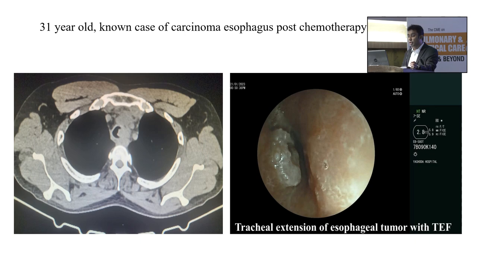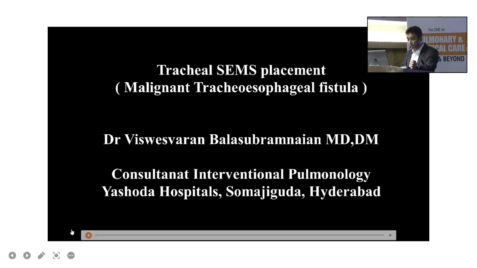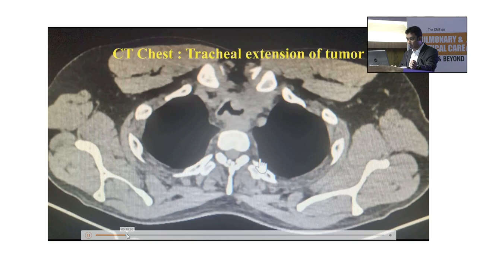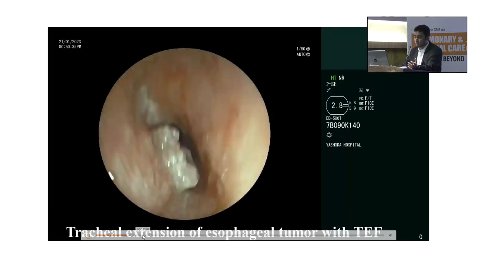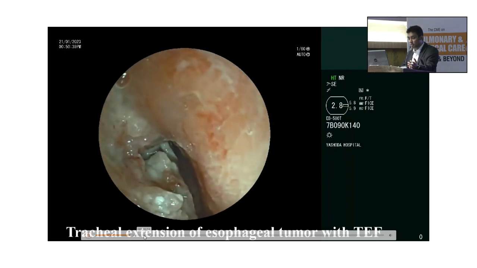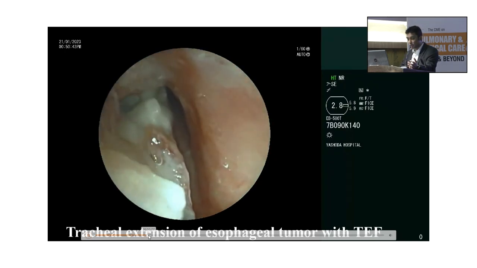So this is a patient who has a carcinoma of the esophagus. And when you do a bronchoscopy, you see the tumor infiltrating into the airway. I'll just show you here. When we do a bronchoscopy, you can see an entire infiltration of the tracheal wall by the esophageal carcinoma, and it is causing a malignant tracheoesophageal fistula.